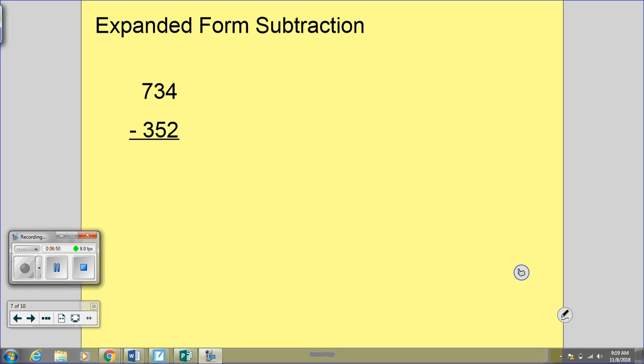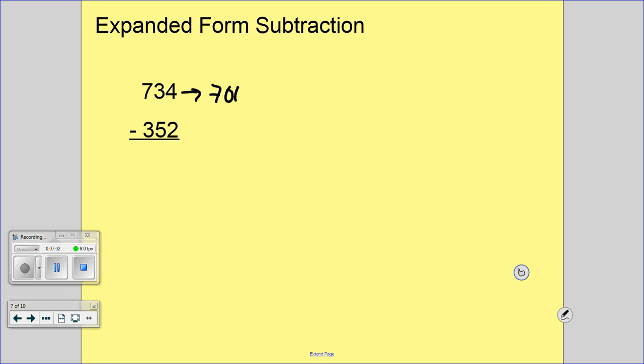All right, when we start expanded form subtraction, we start it the exact same way. We're going to expand out both of our numbers. Notice I still put my plus signs in between. It can't be subtraction signs. Because just because I've expanded that number, it still has to be equal to 734. If I put subtraction signs in there, that's 700 minus 30 minus 4. Is that going to be equal to 734? No. Sometimes that's tricky, so be careful of that.